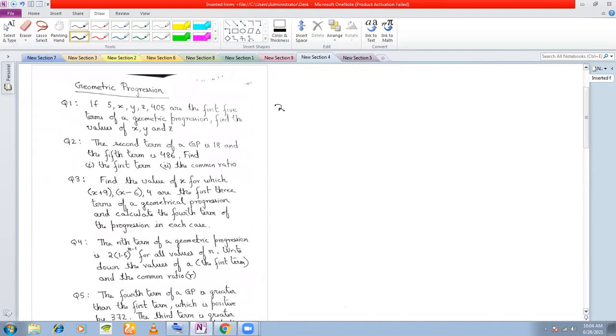Question number 2 here: the second term of a GP is 18 and the fifth term is 486. So here, what is given? Second term of a GP means T2 is given to be 18, and the fifth term is given to be 486. So T5 is equal to 486. I say let the first term be A.